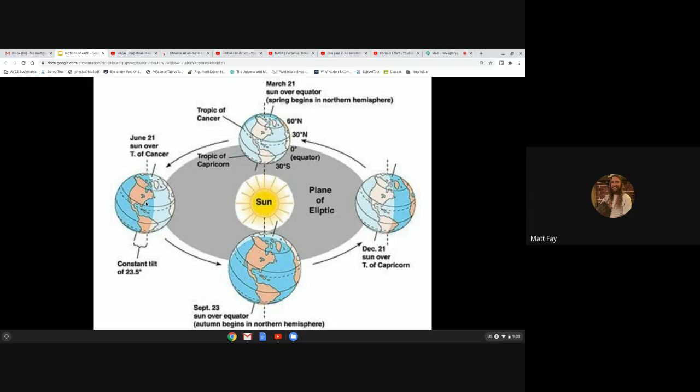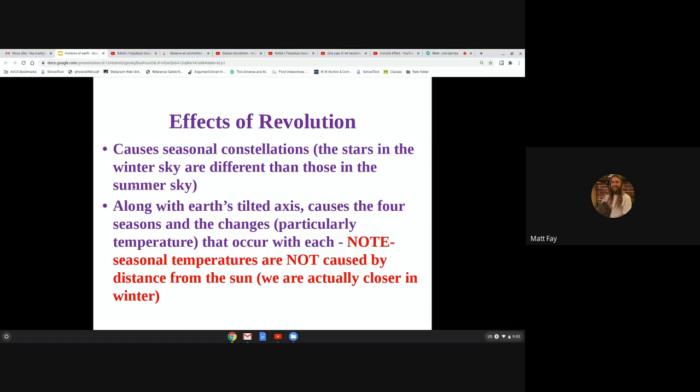Okay, how does that motion affect the Earth? Well, like I just said, it causes seasonal effects. That is, we've got different stuff happening in January than we have in June. So one of those differences is the constellations, exactly like we saw in class. In the summer, you see things like the summer triangle. In the winter, you see things like Orion and Gemini. So you have different constellations in different times of the year.